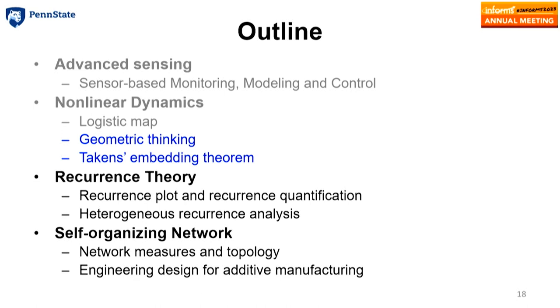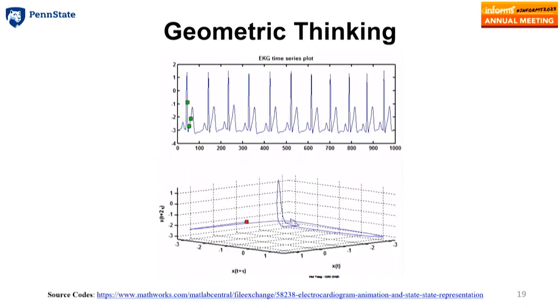And also, now, if we have a nonlinear system, how do we analyze this nonlinear system, which requires geometric thinking? The way we analyze a nonlinear dynamic system is different from the traditional way of doing time series analysis. Traditionally, if we look at the time series, for example the EKG signal in the top panel, we look at the time domain. So the x-axis is time, and then we see the signal variations.